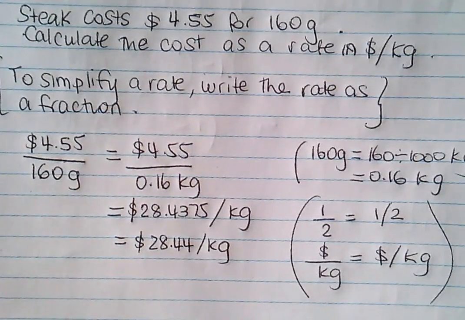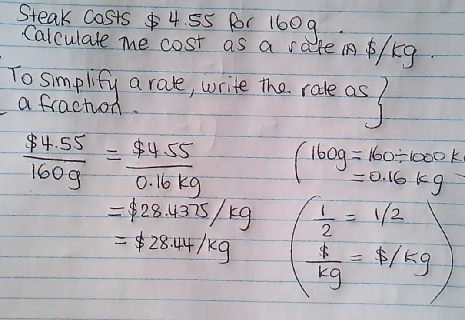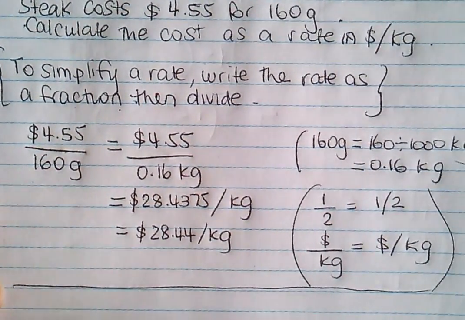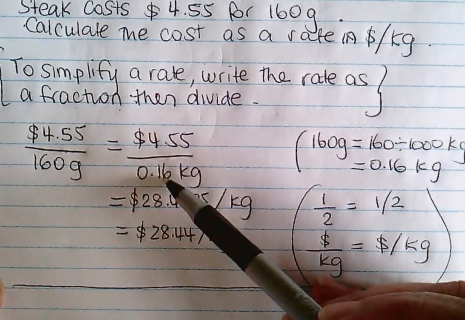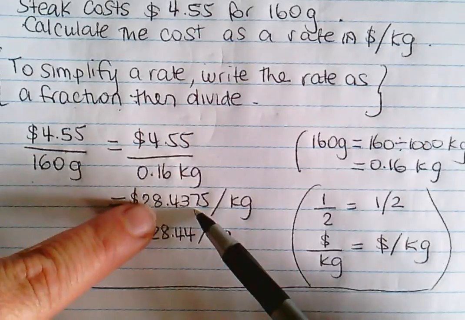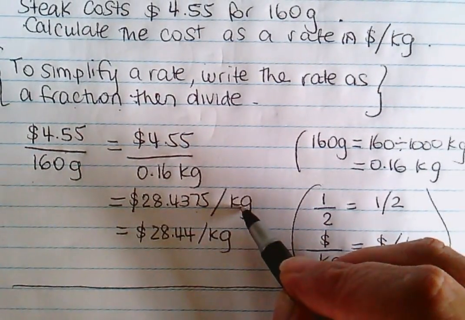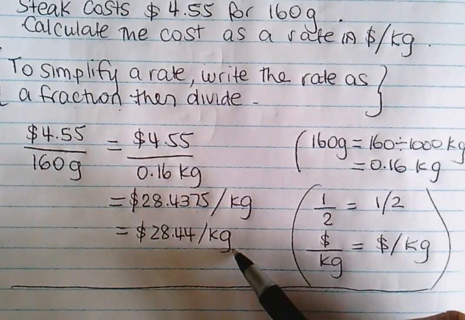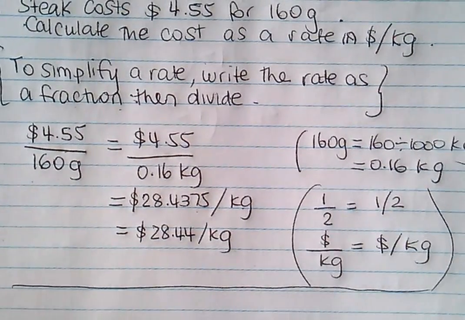Now, let's do this same question another way. To simplify a rate, write the rate as a fraction, and once you've written it as a fraction, you then divide. And when you divide, you just end up with a single number, so you end up per kilo. It means that for 1 kilo, that's per 1 kilo. That's the price per kilo.